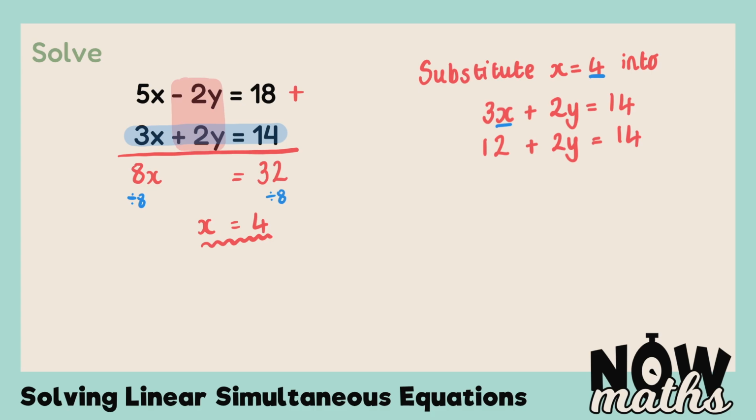We now solve this equation. We subtract the positive 12 from each side. So on the left we have just 2y, and on the right 14 subtract 12 is 2. Finally we divide by 2, which gives us y on the left, and 2 divided by 2 is 1 on the right. So our final solution is that x equals 4 and y equals 1.